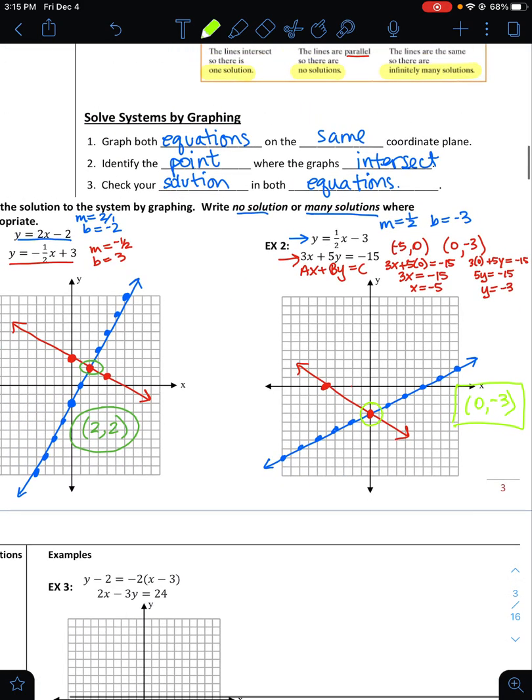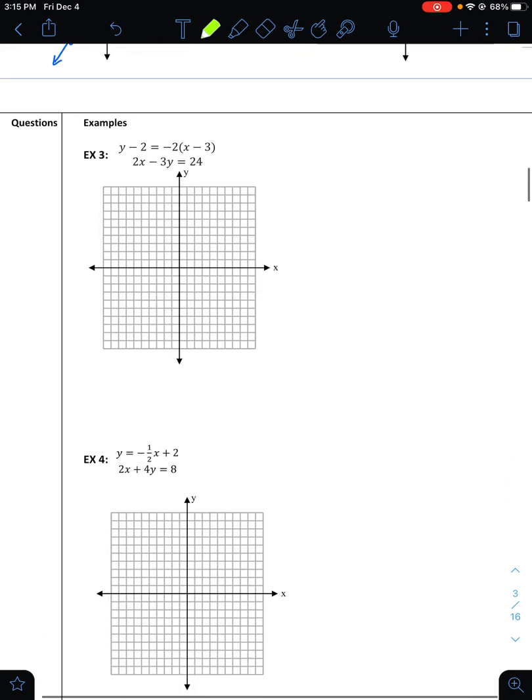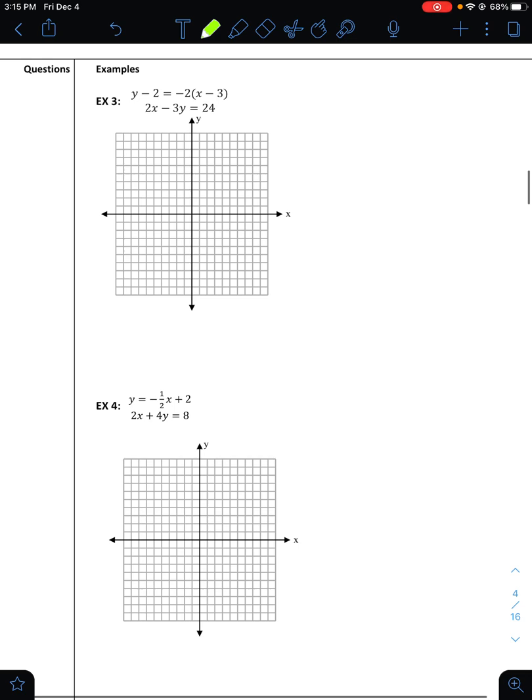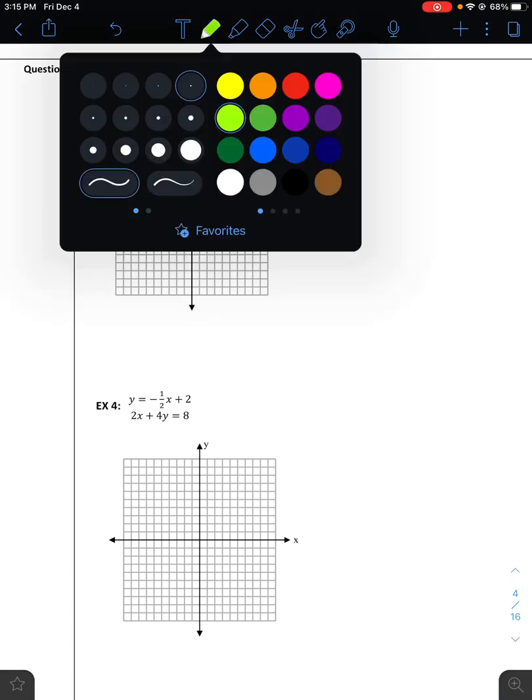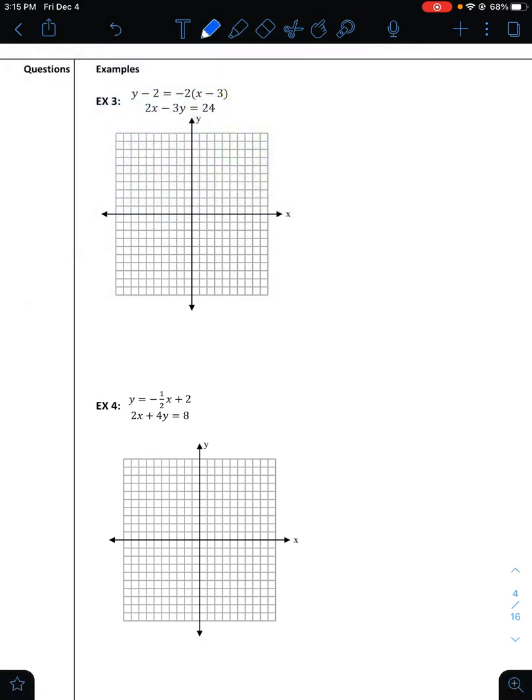Okay. Well, I would like you to try 3 and 4. So I'm gonna pause. I would like you to pause the video here and graph both those lines. And then when you come back to the video, I will work through these examples.